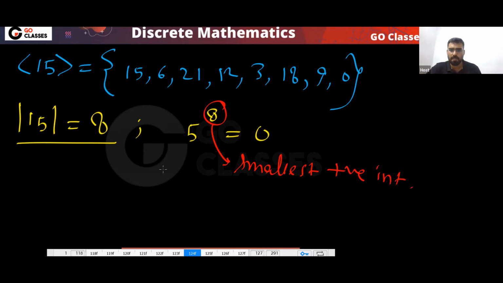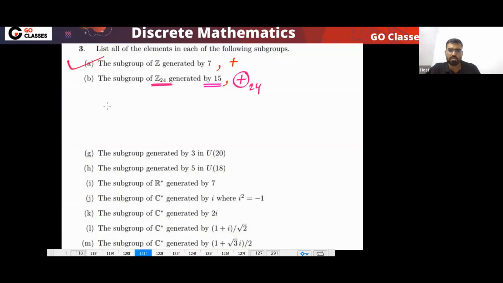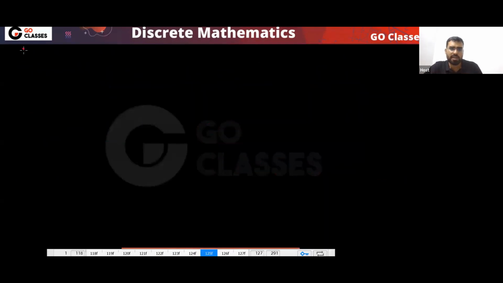So this is the idea. Is this question clear? These questions are actually very easy. Next, what about this? The subgroup generated by 3 in U20. This is question number G. In U20 you are asking for the subgroup generated by 3.